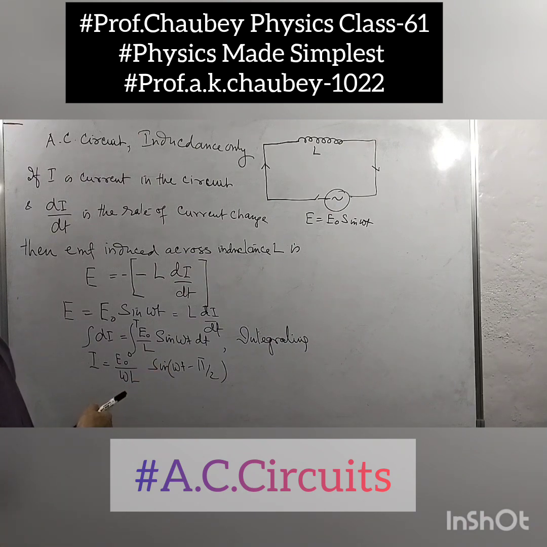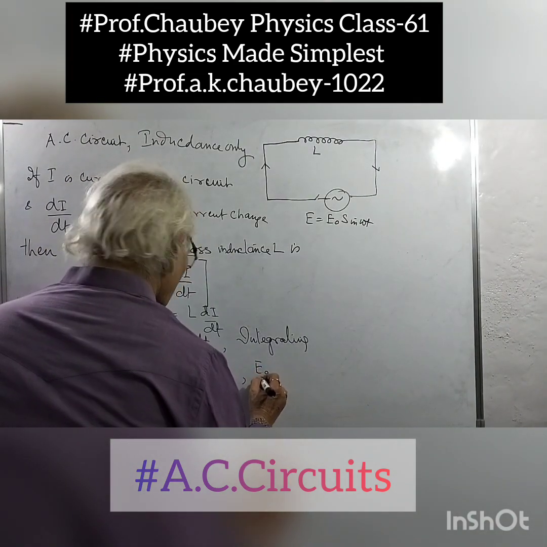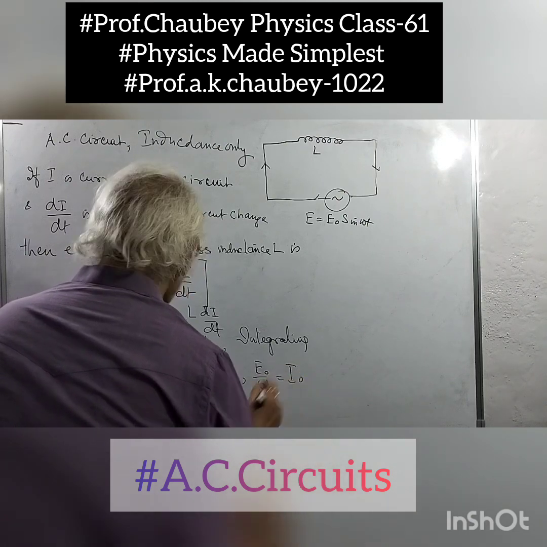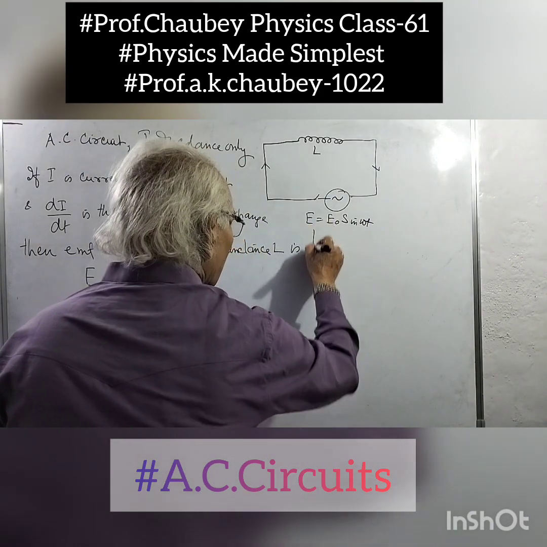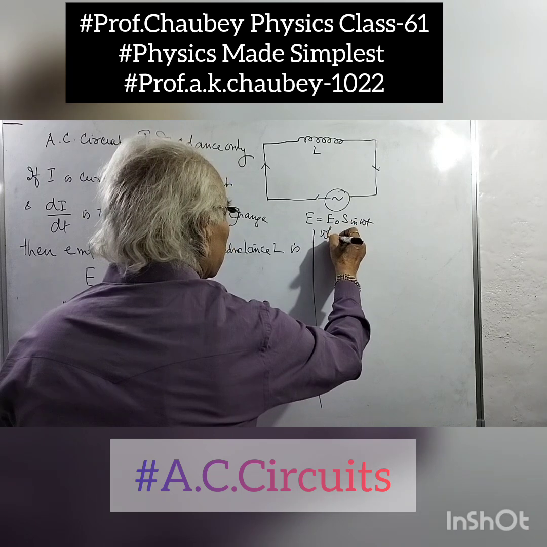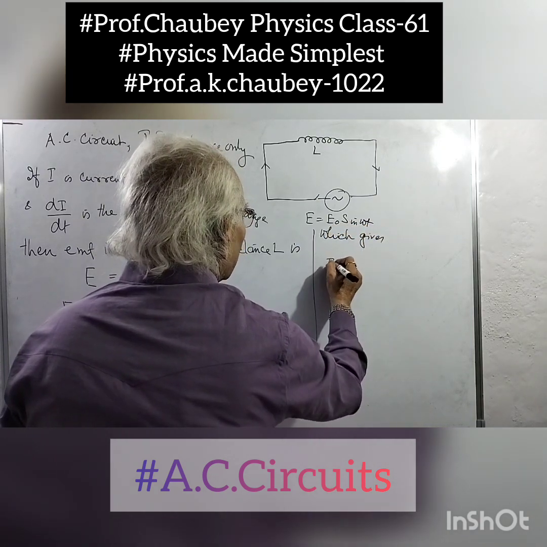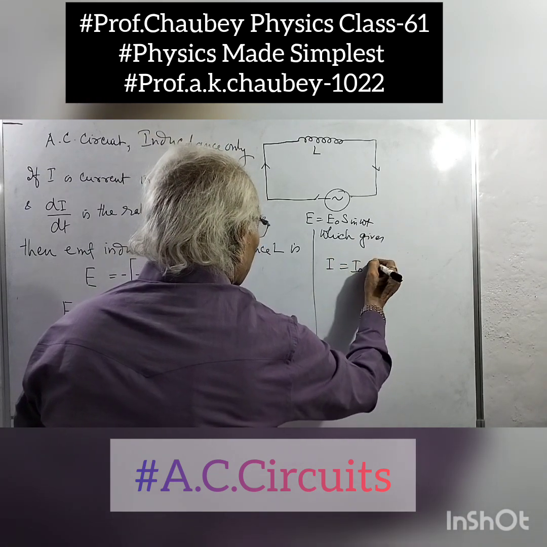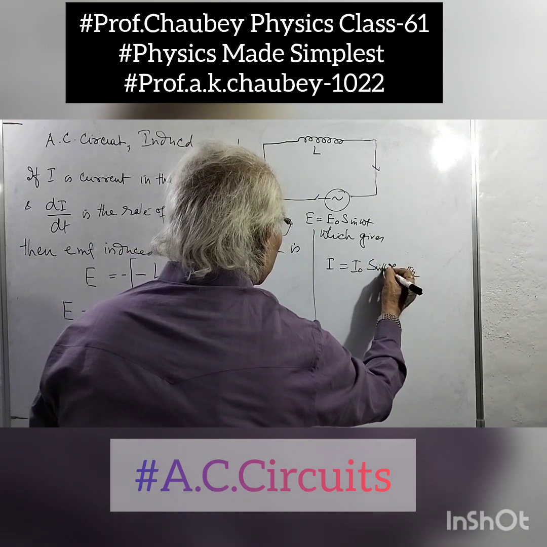The value of I will be maximum. Let us say E naught over omega L is equal to current I naught. So that means I is equal to I naught sine omega t minus pi by 2.